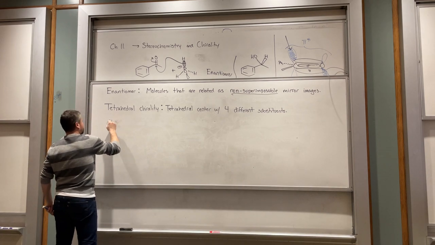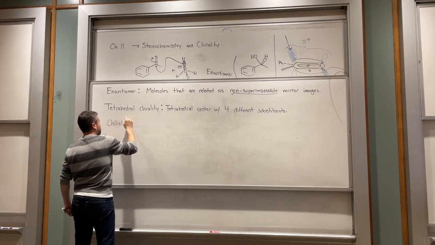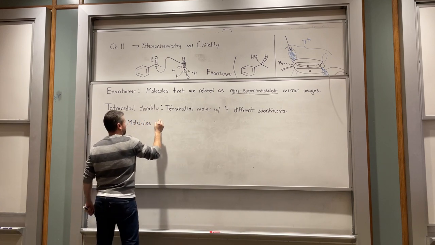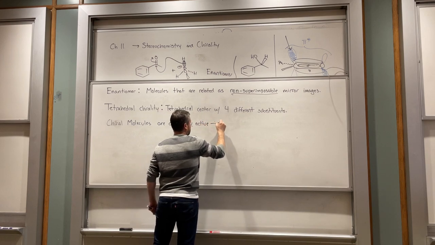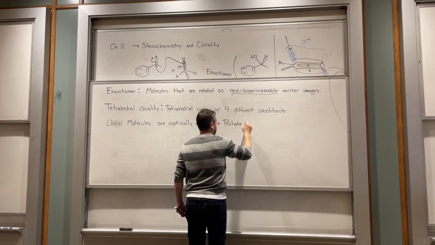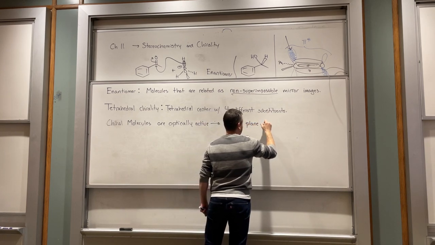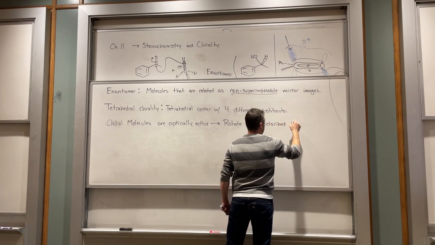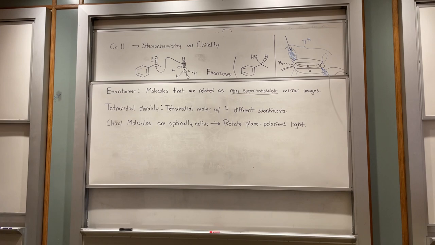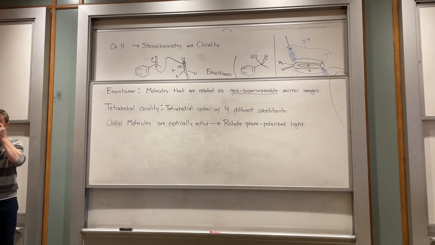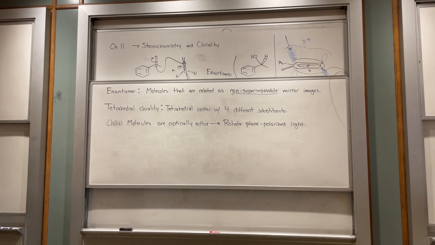All right, so chiral compounds are going to have this property called optical activity, and all that means is that they're going to interact with and rotate plane polarized light. So what does that mean? What's plane polarized light?